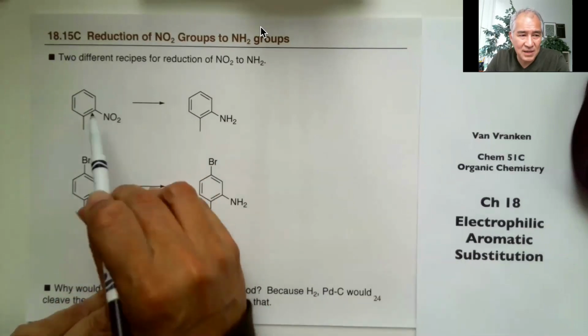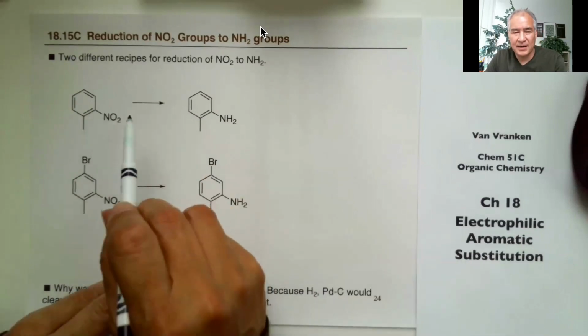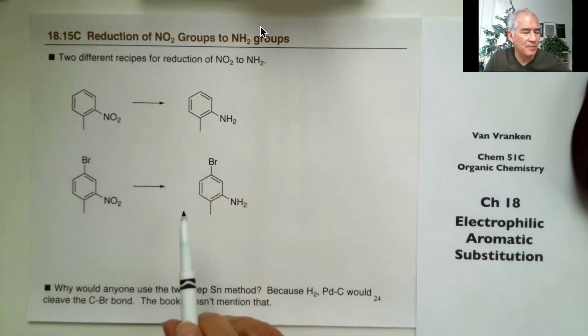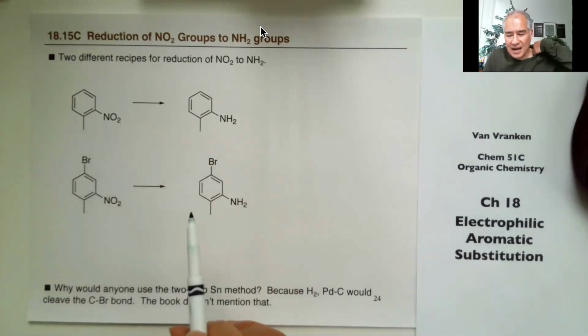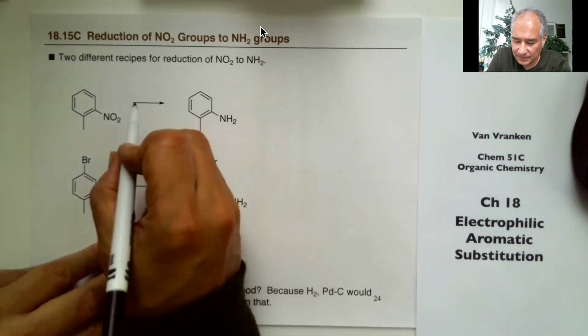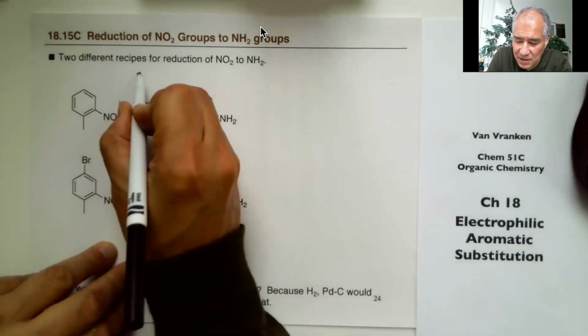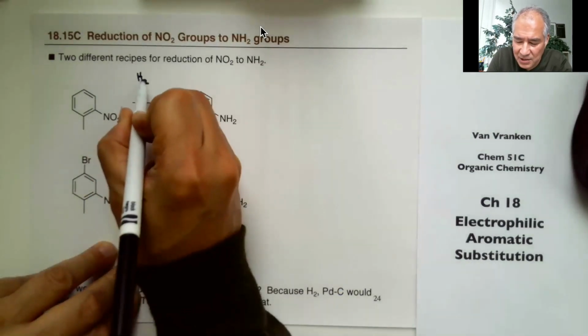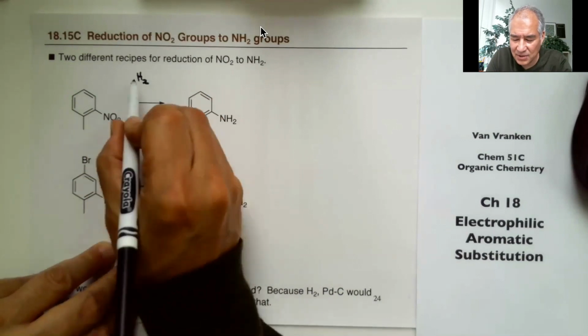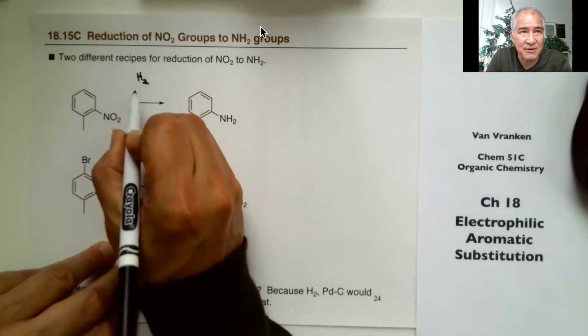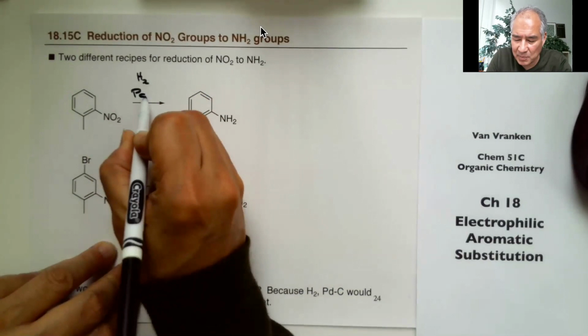And there's a simple way to transform these kinds of nitro groups into amino groups. And that recipe is hydrogenation. So the same conditions that you used to hydrogenate alkenes down to alkanes, that's hydrogen gas and catalytic palladium on carbon.